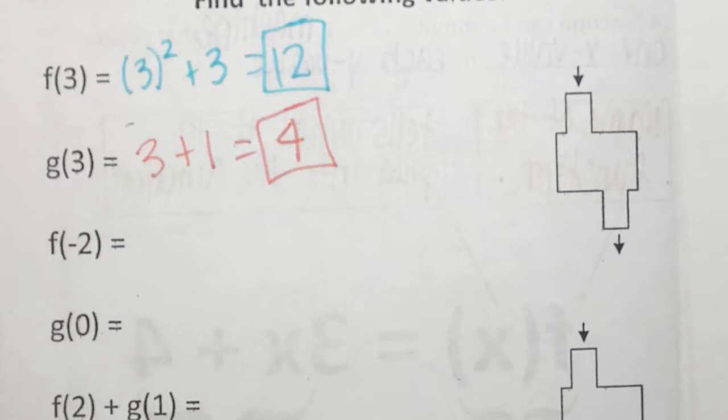If you're plugging -2 into your calculator to square it, put it in parentheses. Oh, we put the square on the outside. Done.